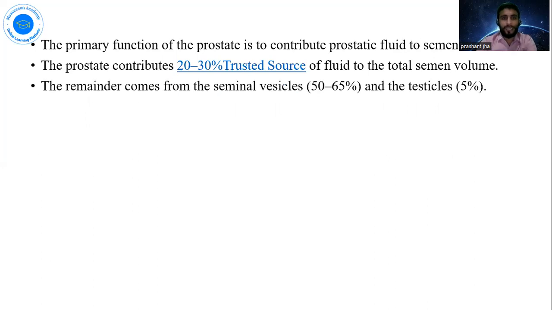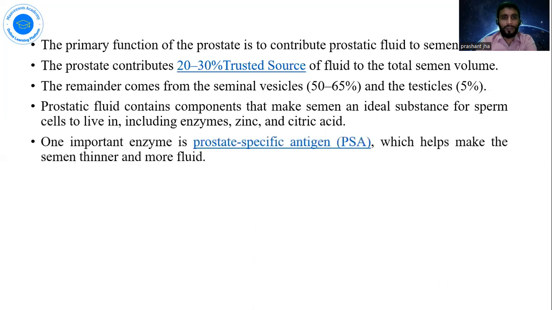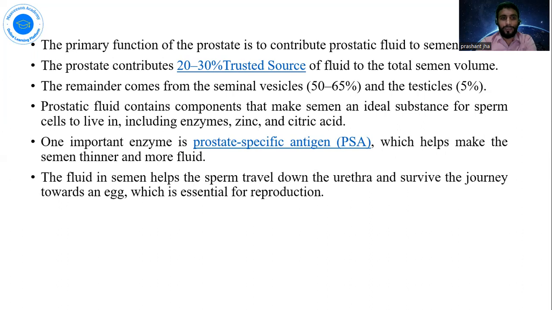The remainder comes from the seminal vesicles, that is 50 to 65%, and the testicles, that is 5%. Prostatic fluid contains the components that make the semen an ideal substance for the sperm cell to live in, including the enzymes, zinc, and citric acid. One important enzyme is the prostate specific antigen, that is the PSA, which helps make the semen thinner and more fluid. The fluid in semen helps the sperm travel down the urethra and survive the journey towards the egg cell, which is essential for reproduction.